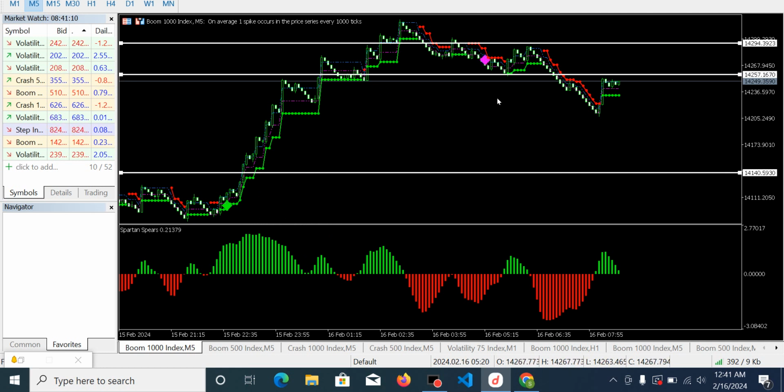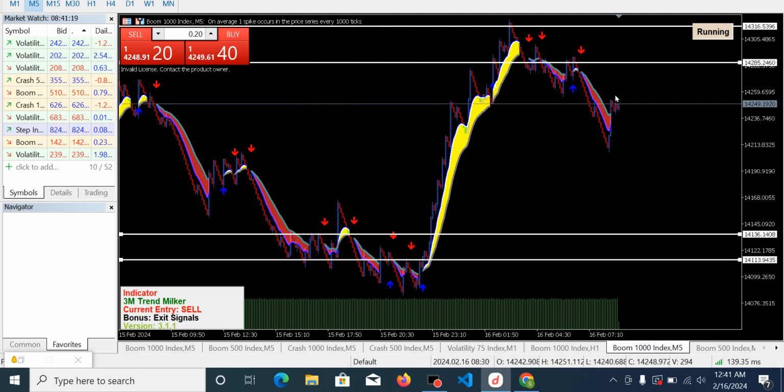Okay, the same thing is applicable to a sell signal. Are we having a sell signal around, I mean a downtrend signal around there? Yes, we are having. Now let's check it out here too. We are also having a downtrend signal around here too.